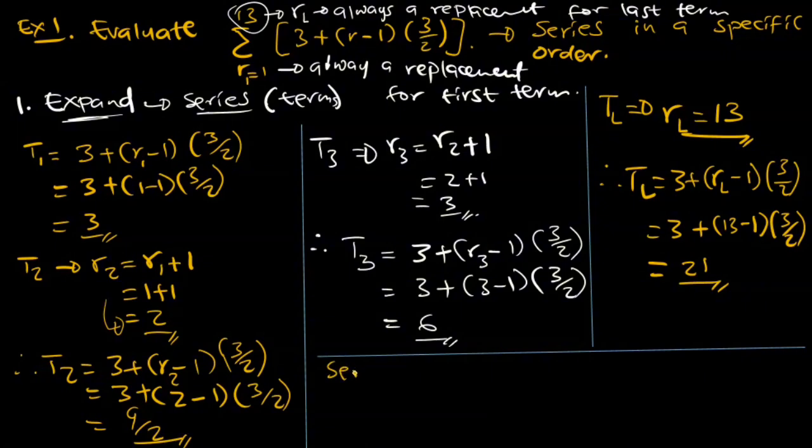So our series would therefore be term 1, which is 3, plus term 2, which is 9 over 2, plus term 3, which is 6. We don't know what is in between. Then the last term will be 21. So this is our series, right? Do you know what type of series this is? So let's take it to the next slide.